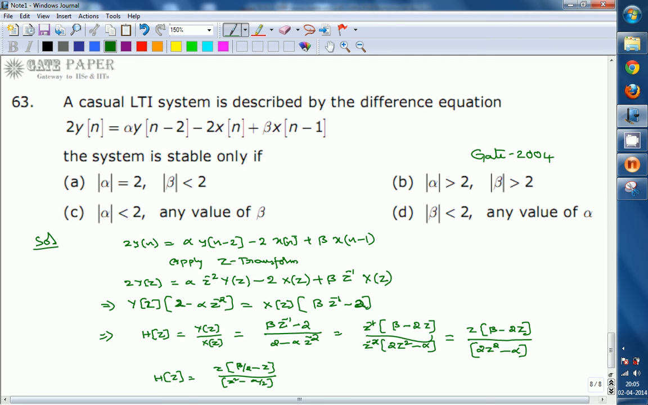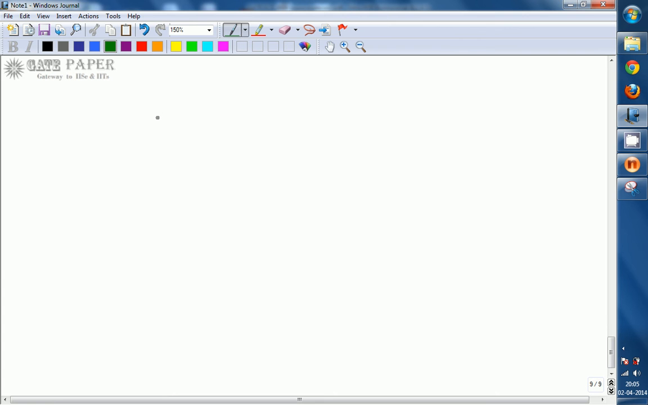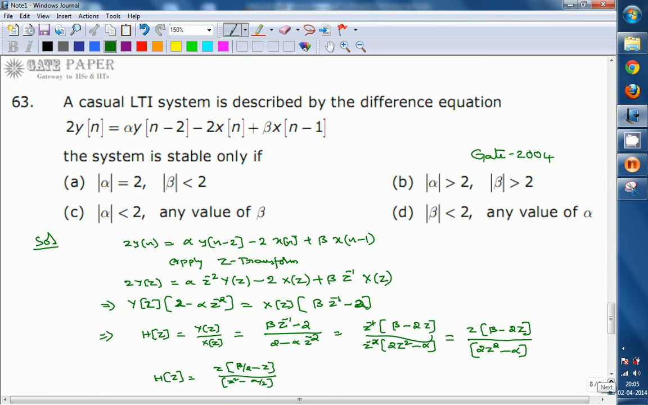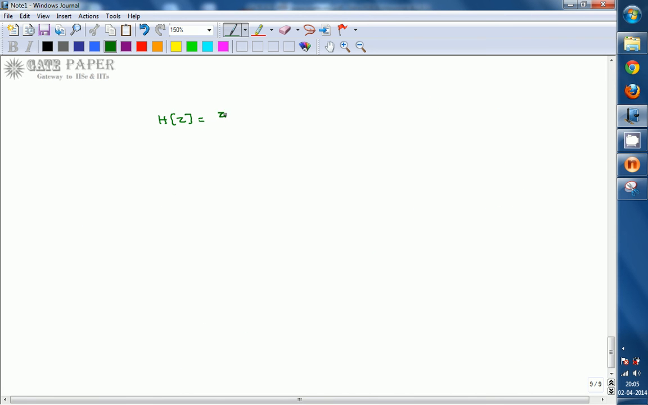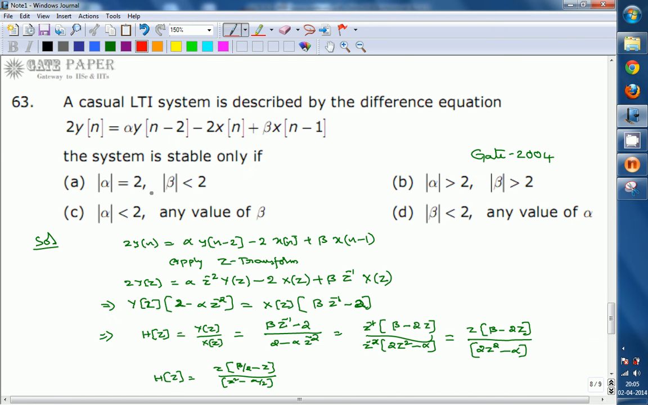So finally we got H of z equals z into beta by 2 minus z divided by z square minus alpha by 2. That's the transfer function we got here. Now we need to verify that the system is stable. Given that the system is stable, we need to observe the values of alpha and beta for which the system is stable.